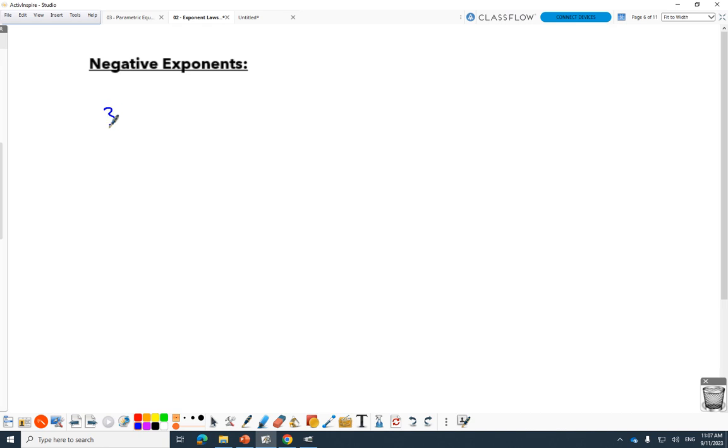3 to the exponent 3 equals 3 times 3 times 3, which is 27. 3 to the exponent 2 equals 3 times 3, which is 9. 3 to the exponent 1 is 3. 3 to the exponent 0 is 1.